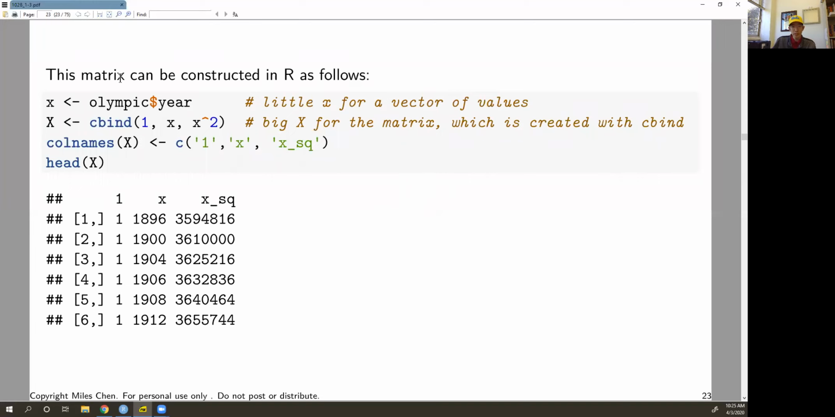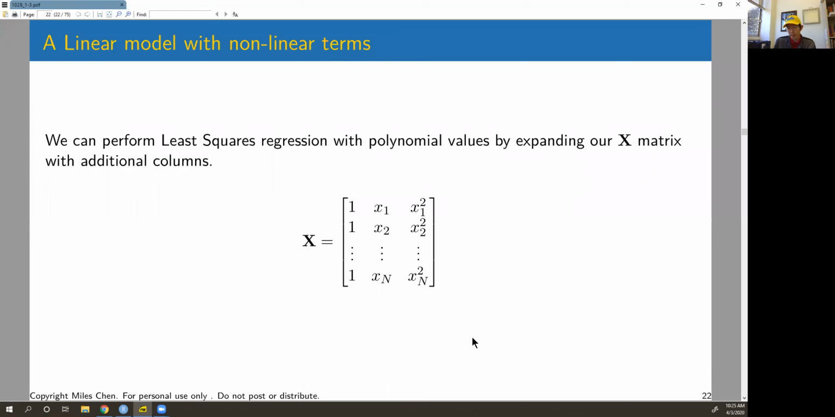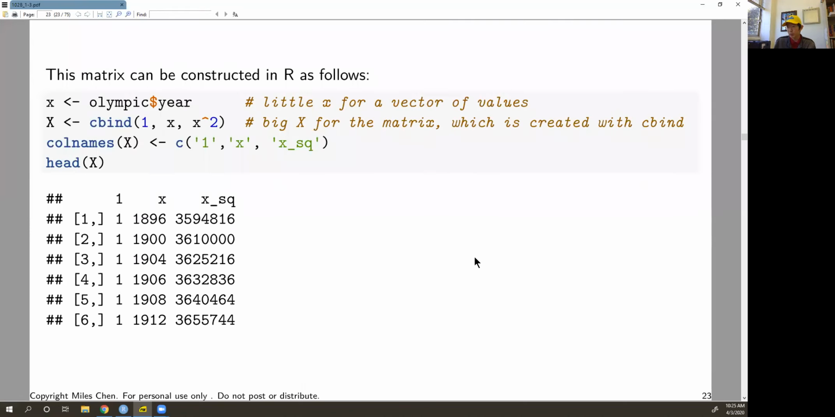Okay, and we can construct this matrix like this. I can bind the columns: 1, then X, and then I can square X. 1896 squared is this big number, 1900 squared is this big number, 3,610,000. So here my X matrix will have n rows and 3 columns. All I'm doing is adding a third column, which corresponds to X squared.